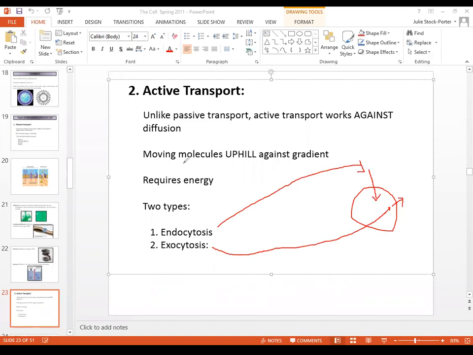So I'm using energy to move something into the cell, or I'm using energy to move something out of the cell. Active transport, I'm using energy. Endocytosis, exocytosis. Endocytosis, I'm using energy to bring into the cell. Exocytosis, I'm using energy to take out of the cell.